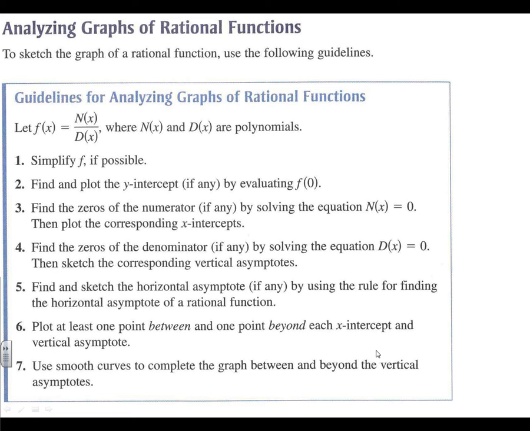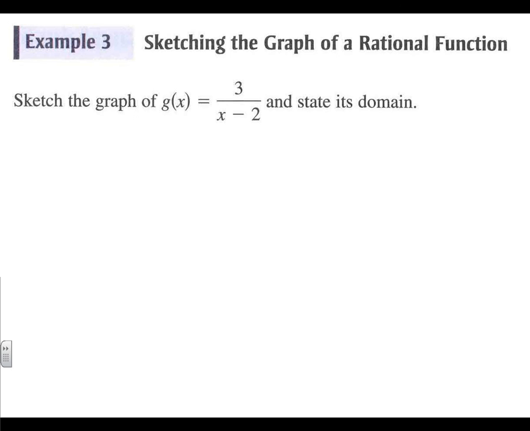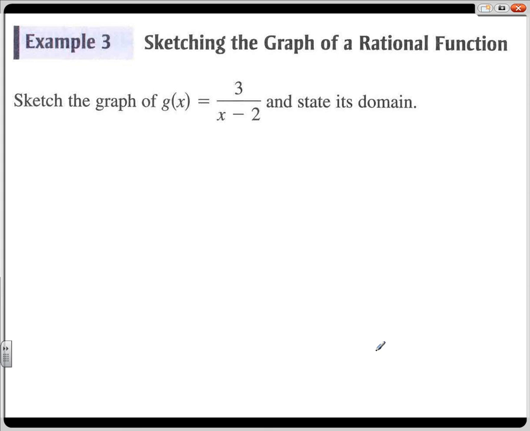Alright, so zeros for the numerator, zeros for the denominator, and then we'll find our horizontal asymptote. This is going to be the key to all these graphs. So for example 3, we're going to sketch this. Alright, 3 over x minus 2. Right away, I know that my vertical asymptote is x equals 2.